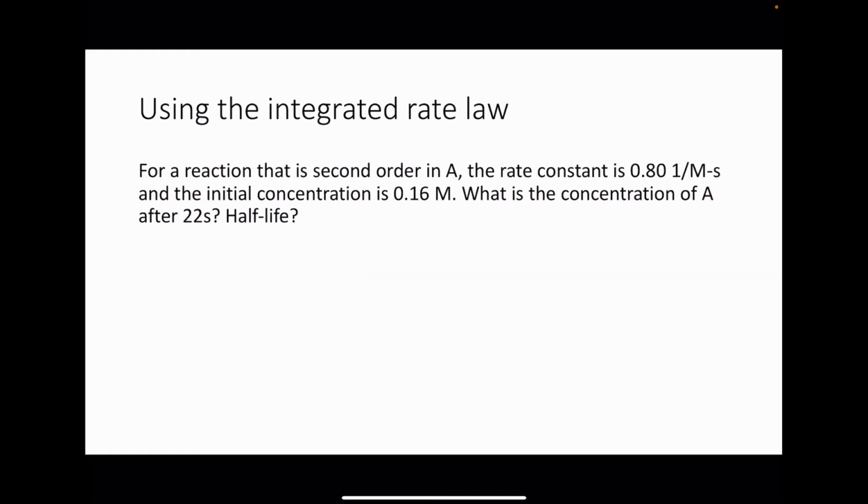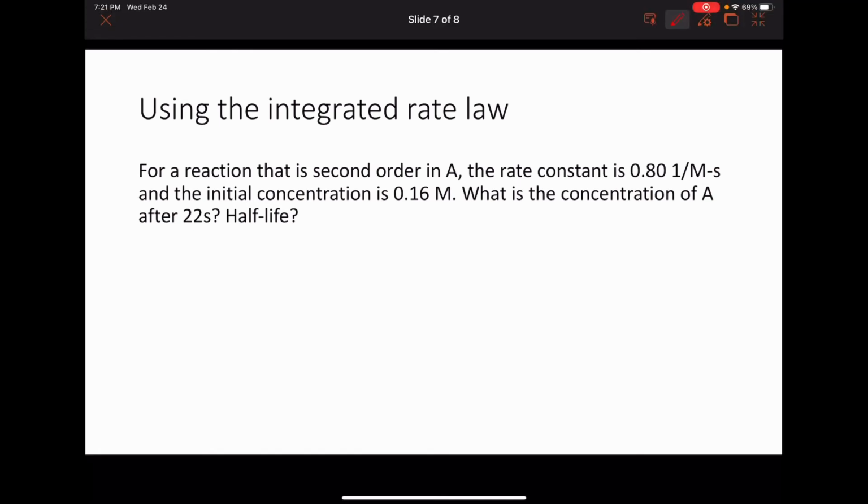So if we've got this information, let's do a quick problem. If we have a second order reaction in A, we've got a rate constant that's 0.8, 1 over molar second. Now those units are second order rate constant units. Initial concentration of 0.16. Let's figure out the concentration of A after 22 seconds. So we're going to use the pen here. So our second order is equal to 1/[A] = kt + 1/[A]0. So that's the second order integrated rate law. We have all the information. Let's just plug it in.